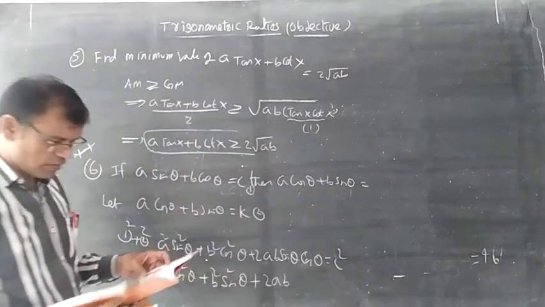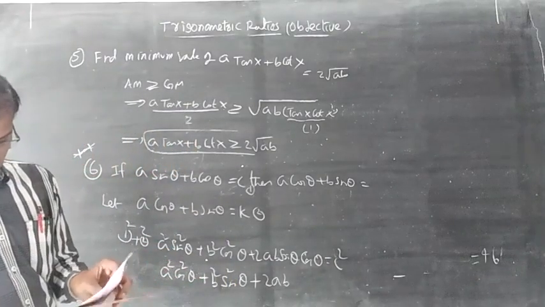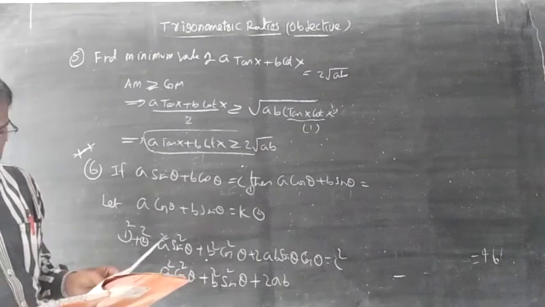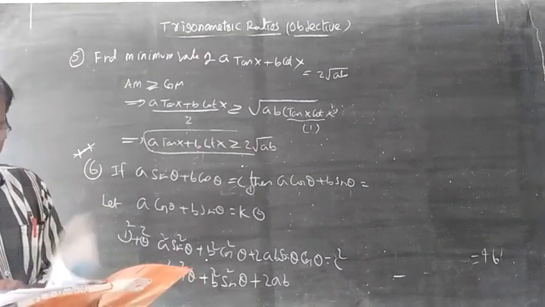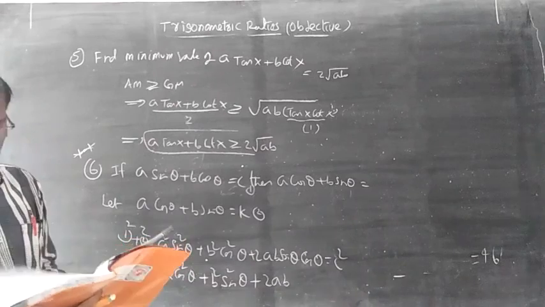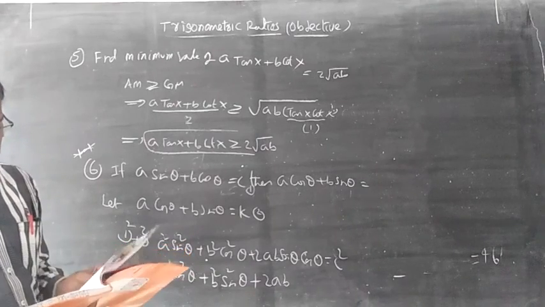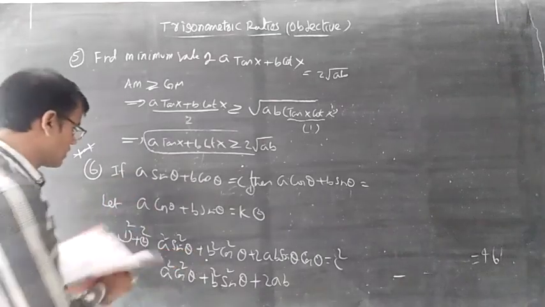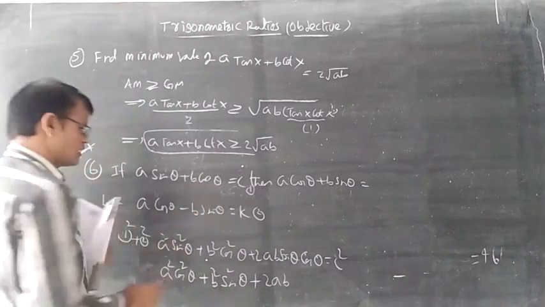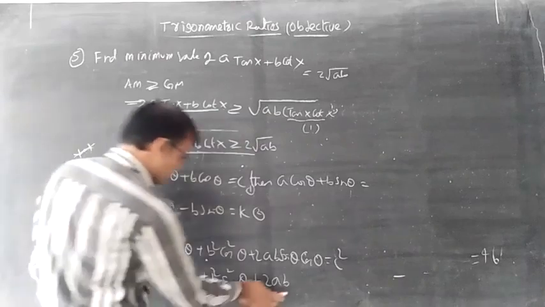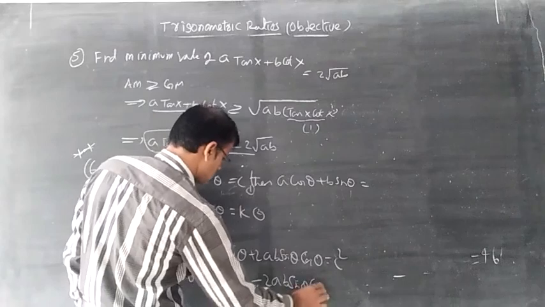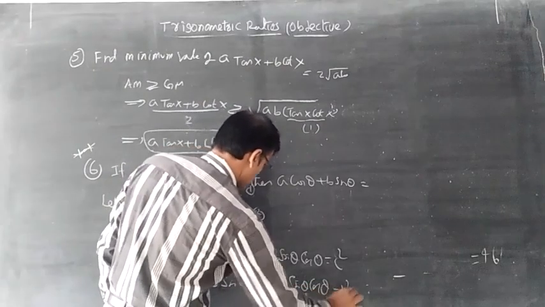Maybe this is A cos theta minus B sin theta. We have this in the textbook: if A sin theta plus B cos theta is equal to C, then find the value of A cos theta minus B sin theta equal to K. Like this, minus. Then here it becomes minus 2AB sin theta cos theta, equal to K square.